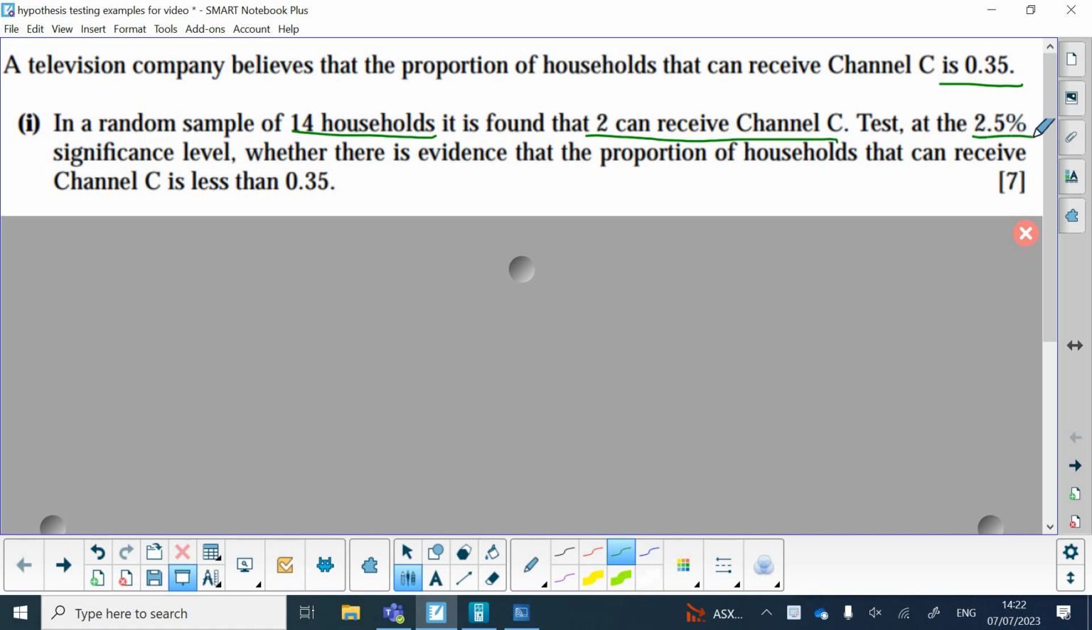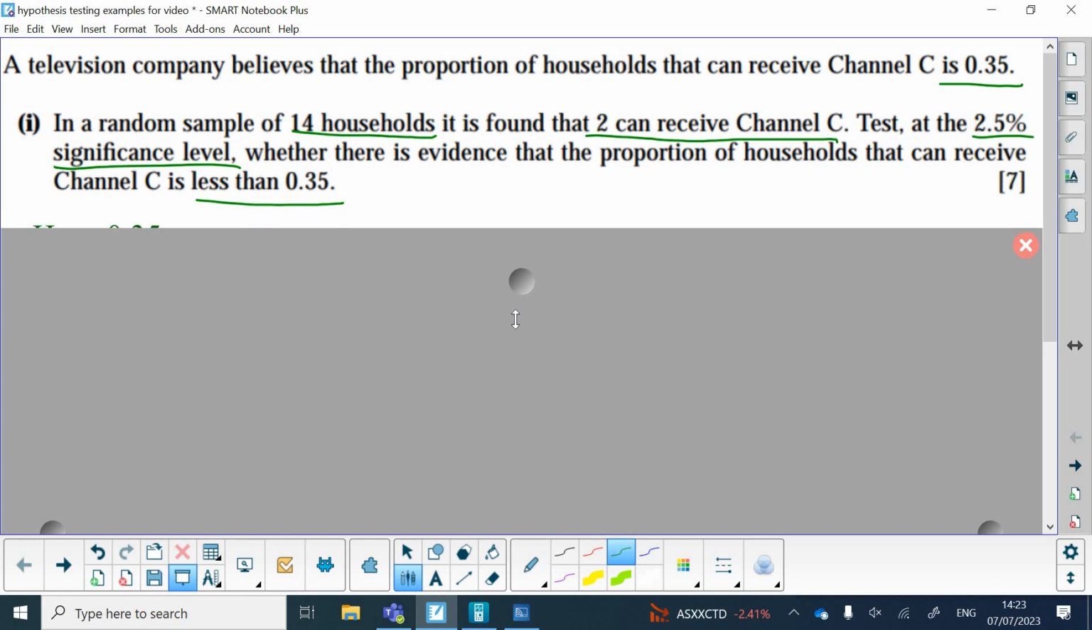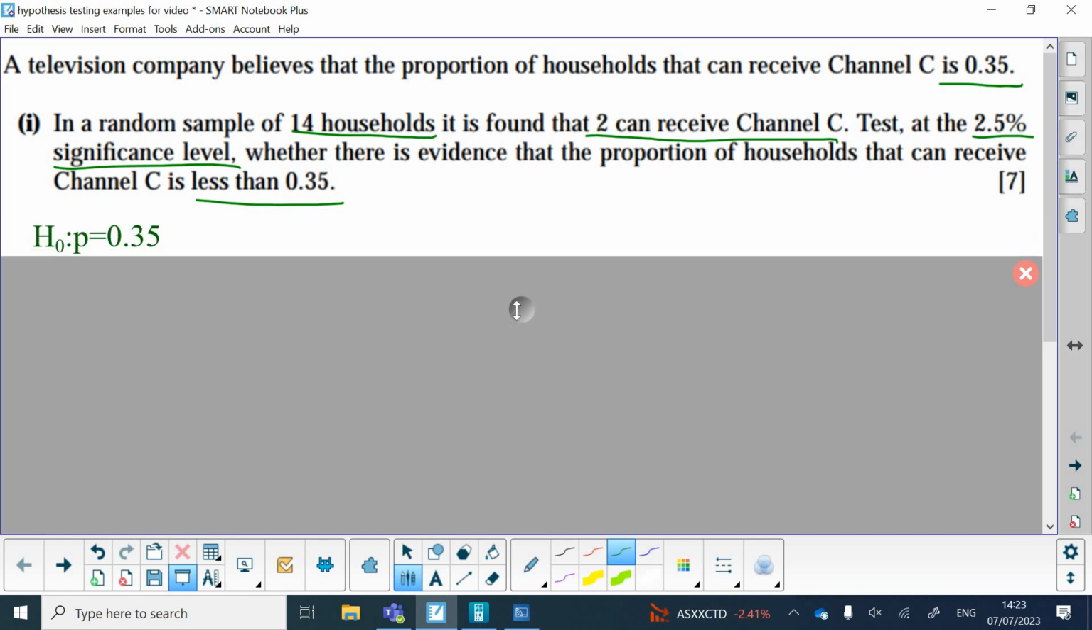Test at the 2.5% significance level whether there's evidence that the proportion of households that can receive channel C is less than 0.35. Okay, so we need to start by writing some hypotheses. We start with our null hypothesis. That's the status quo. So the null hypothesis is that the proportion of households that can receive channel C is equal to 0.35. And we're really interested in whether the proportion of households that can receive the channel is less than that. So that's our alternative hypothesis.